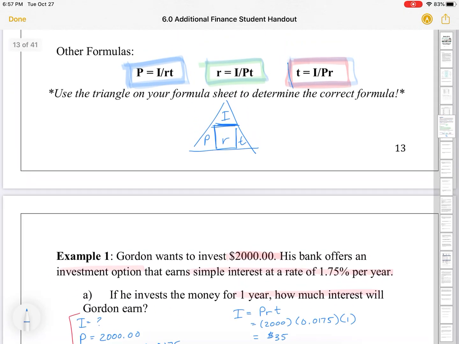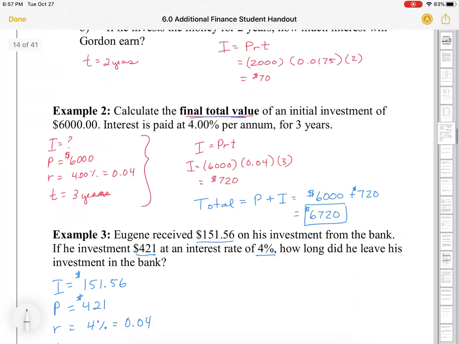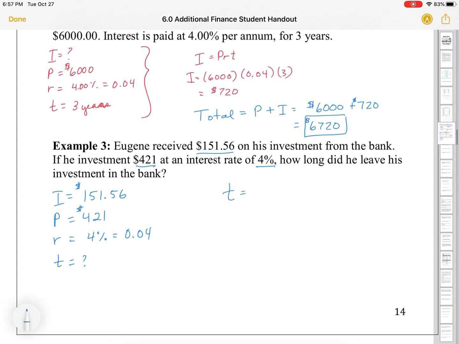So if we scroll back, time is equal to interest divided by principal times the rate. So we're going to use that pre-rearranged formula, so we don't have to do the rearranging. Yay. So let's put it in. We have 151.56 all over 421 times 0.04. Now, make sure you do the division on the bottom first.